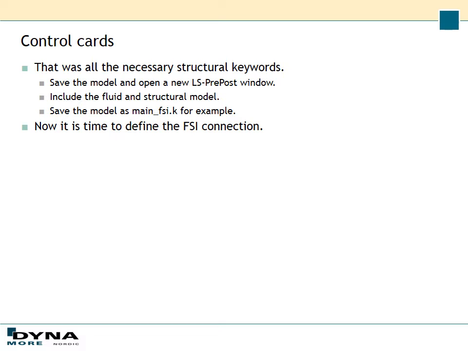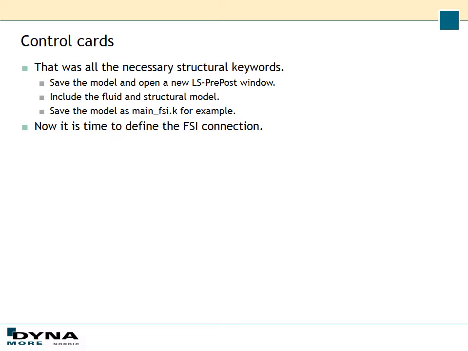So now save the model and open a new LS-PrePost window and include the fluid and structural model. And then save the model as main_fsi.k or another name if you want.